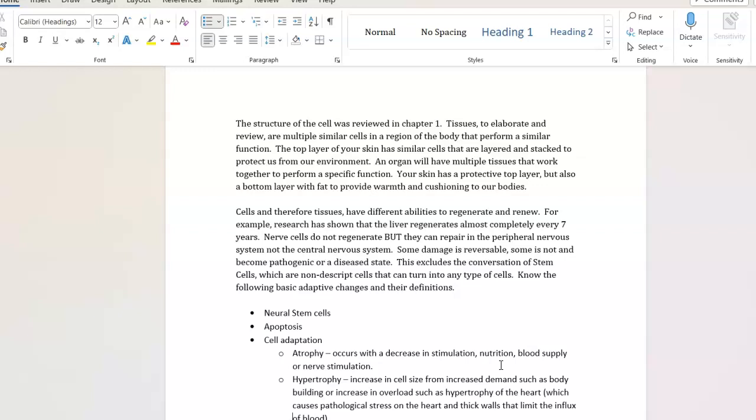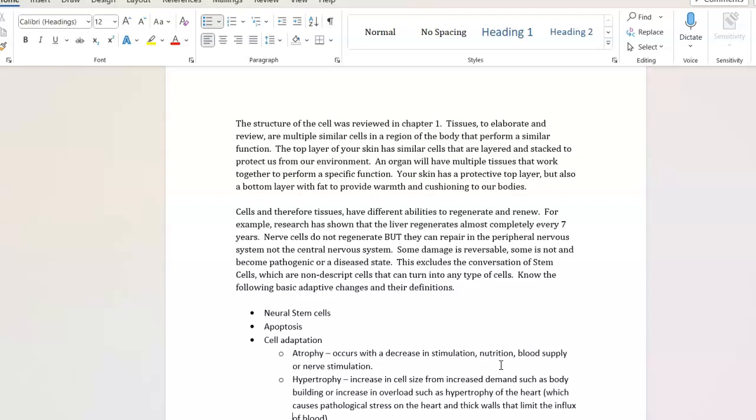Central nervous system cannot. That is why when the central nervous system, either the brain or the spinal cord, is damaged, there is generally permanent paralysis, loss of bowel, loss of bladder, loss of sensation, loss of motor. Okay. So some damage is reversible, some is not. Some become pathologic or diseased.